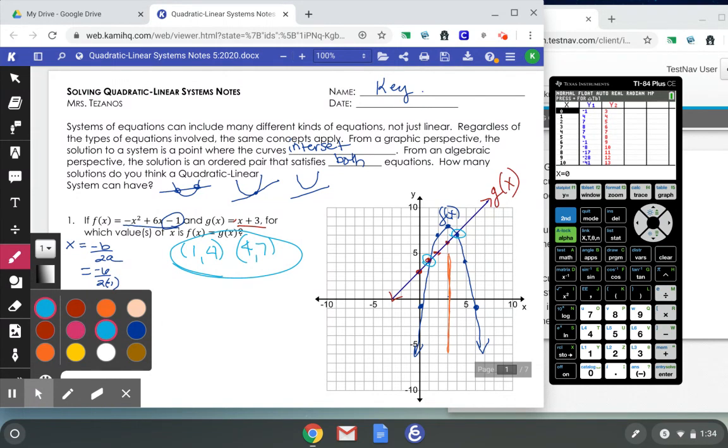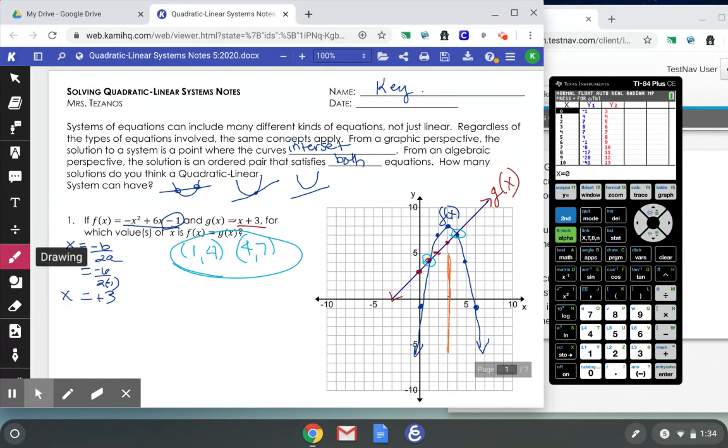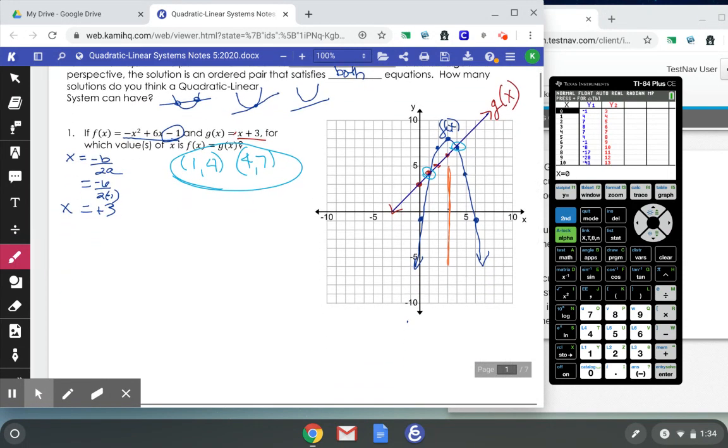The other method that we could use to solve this would be to solve algebraically. Okay, so let's go through and I'll show you how to solve this algebraically. So this is saying I want to know for which values of x is f of x equal to g of x. And actually, if I read my question carefully, it's really only asking for the values of x. So here I see that they cross at (1, 4) and (4, 7). But the actual values of x that we're dealing with are 1 and 4.